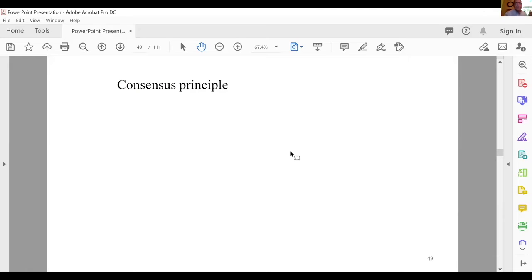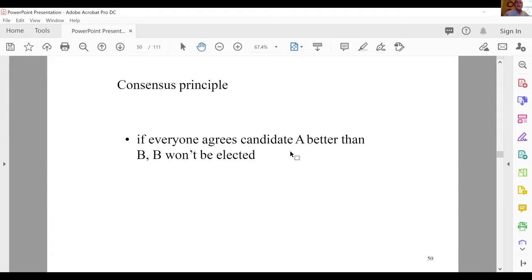Now, what are the standard principles that we ask for in a good voting method? Well, there's what's sometimes called the consensus principle. Economists call it the Pareto principle. If all voters agree that candidate A is better than candidate B, then B shouldn't be elected. It would be a very perverse system that would elect B. And not surprisingly, the consensus principle is satisfied by both majority rule and the Borda count.